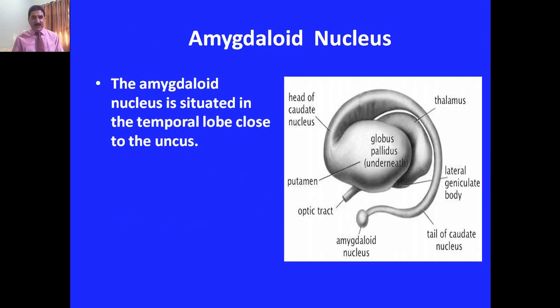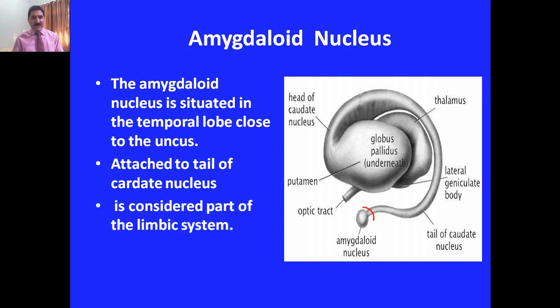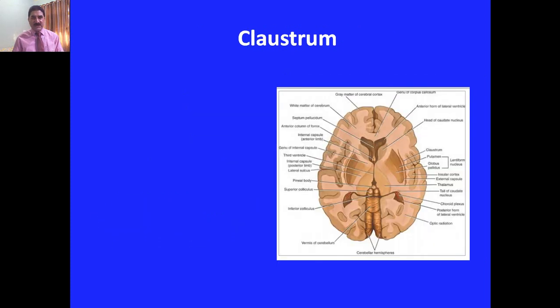Amygdaloid. The amygdaloid nucleus is situated in the temporal lobe close to the uncus. It is attached to the tail of caudate nucleus and is considered a part of limbic system.